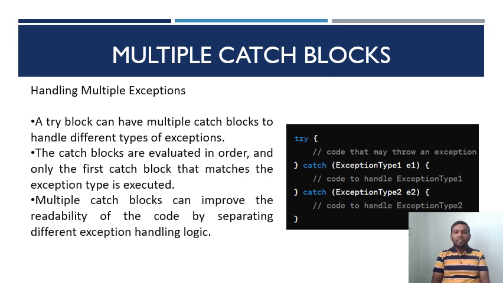The same way as we see in the syntax, there is a try block. We have to write code which may throw an exception. Then we have the first catch block, exception type 1, E1, and we have to write code which will handle that type 1. Then after that we have another catch block with exception type 2, E2, and we should write another specific code which will handle the type 2 exception. These are about the multiple catch blocks.